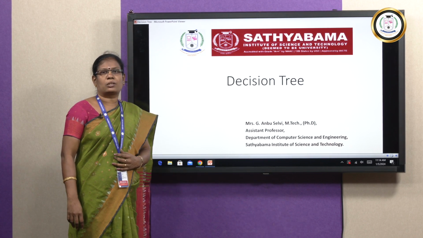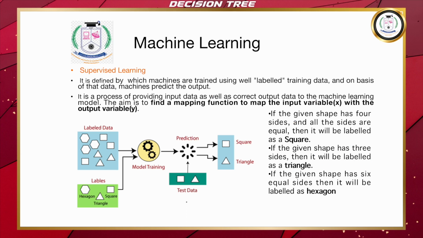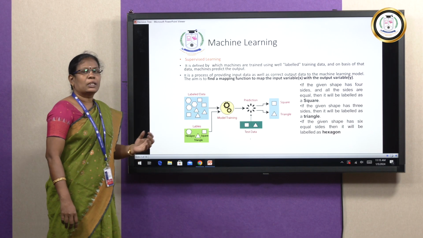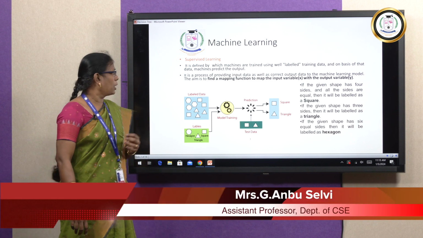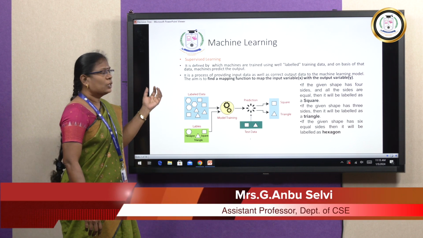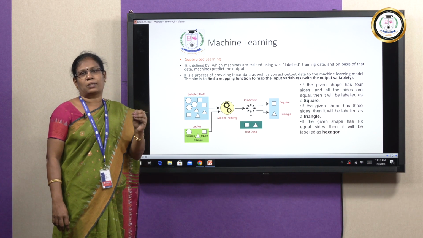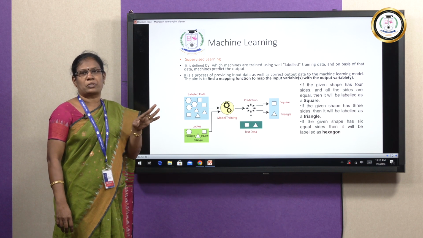We have a short video on decision tree. So first, going to decision tree: what is machine learning, and what is supervised and unsupervised learning? Supervised learning is where the model is first trained with the training data set. Here we have one example. The training data set consists of both input data as well as output data, so that input data x is mapped to the output function y.